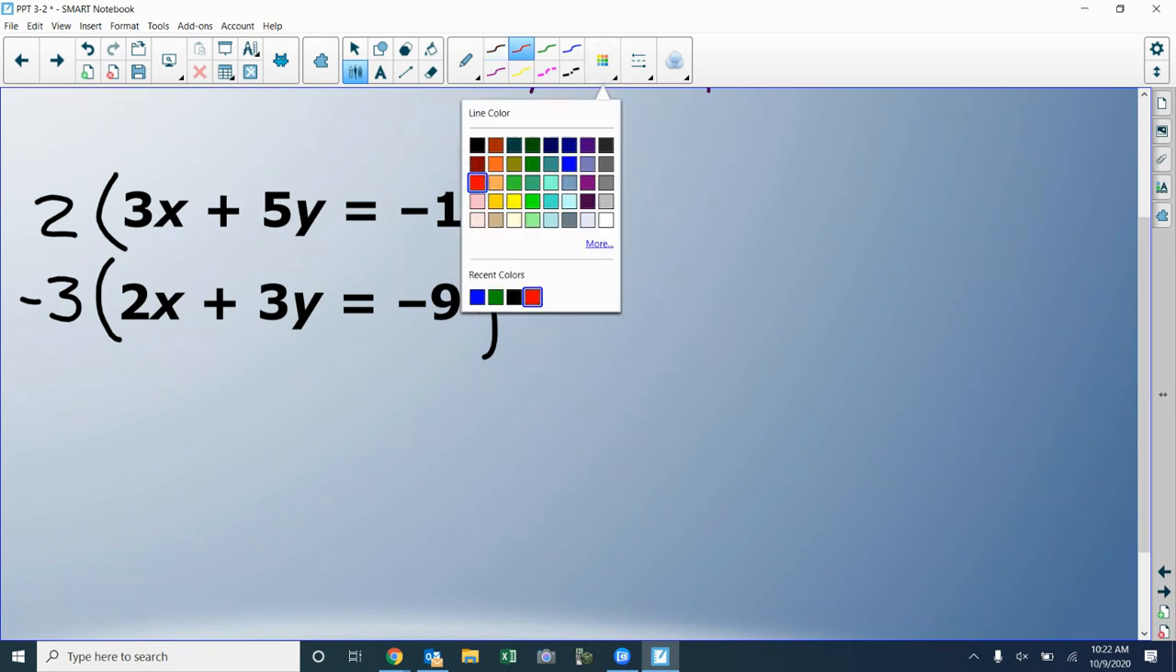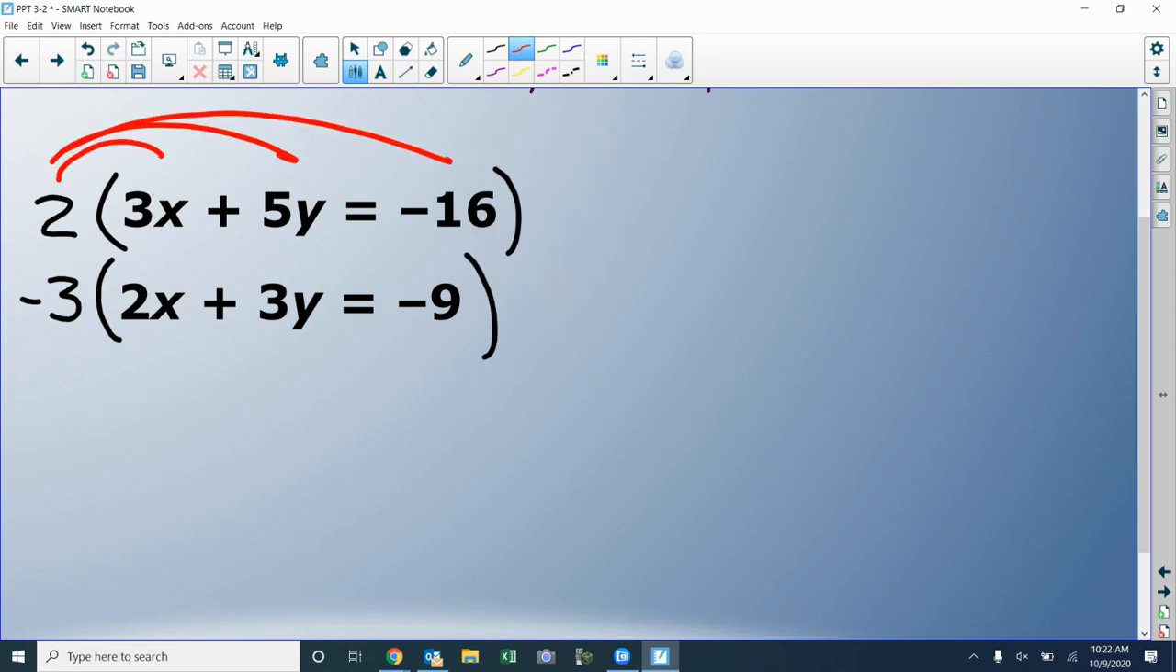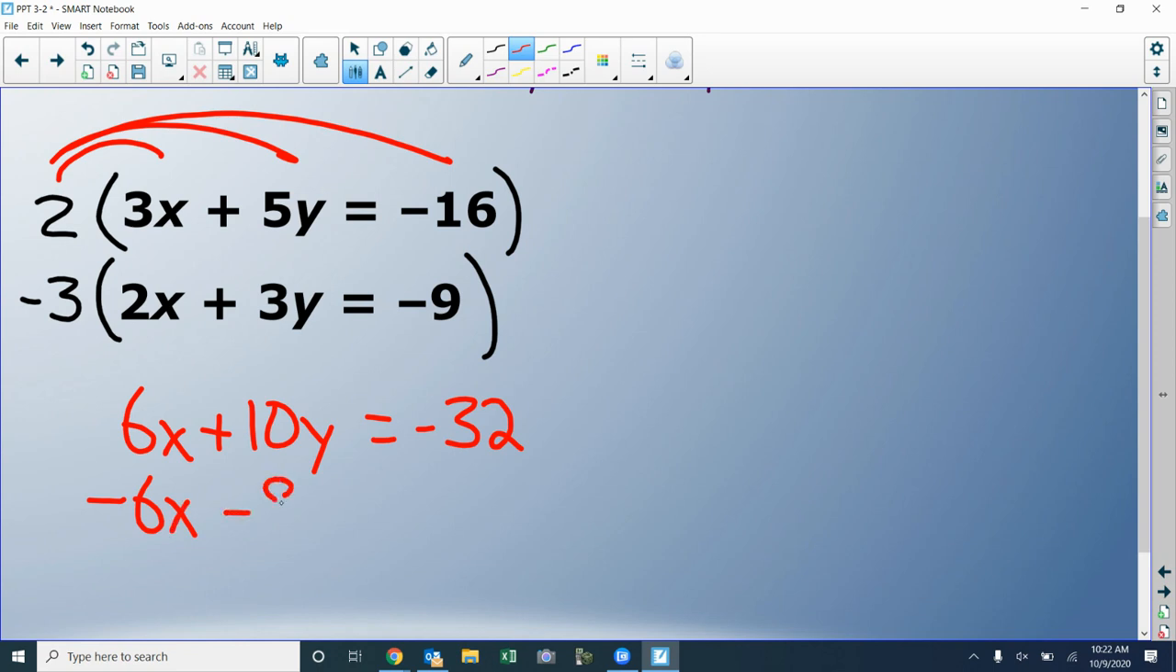A common mistake is that if you forget to distribute, you need to distribute all 3 of these. So we need all of those. 6x plus 10y equals -32. -6x minus 9y equals +27. All right, so there's step 1 and 1a. We got them same number, different signs. We had to manipulate, didn't we? We had to multiply both of them.